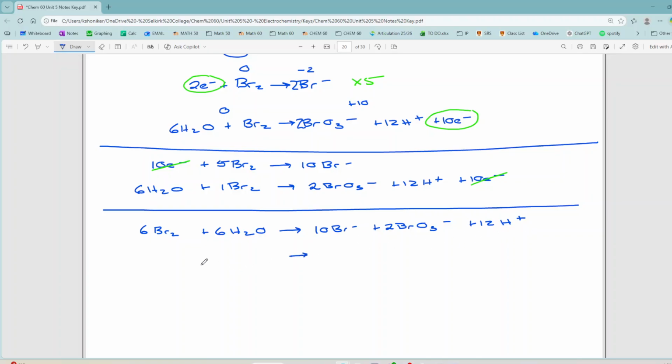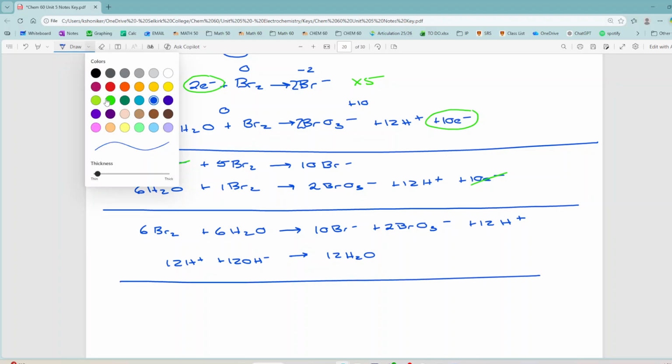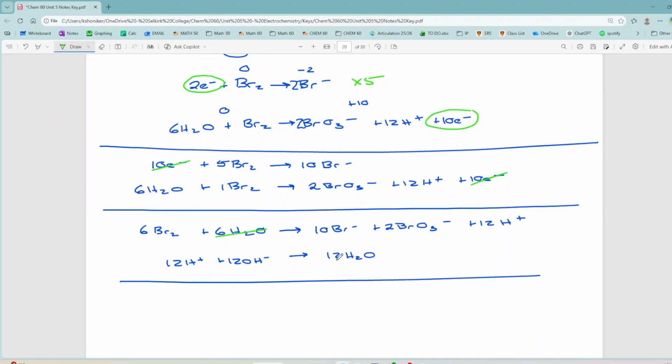So I have 12 hydrogens getting released. So I'm going to put 12 hydrogens on the left and then 12 hydroxides on the left to form 12 water molecules. Then I'm going to double check if anything gets simplified. I've got 6 waters on the right, so that's going to make just 6 waters on the left, and then the hydrogens are going to go away. So my overall basic reaction is 6 Br2 plus 12 hydroxides goes to 10 Br minus and 2 BrO3 minus and 6 waters.